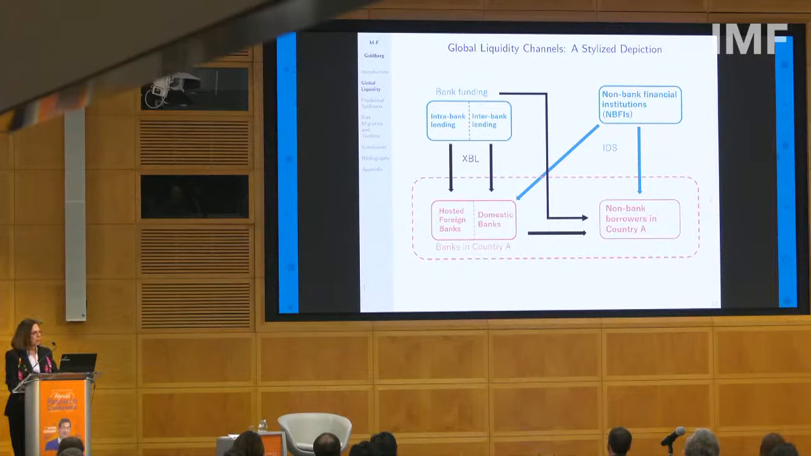The right side of this graphic shows the role of global players in the non-bank financial intermediation space. Funding through non-bank financial institutions or NBFIs is sometimes described as market-based finance. This can be through purchasing international debt securities, IDS, that are issued by banks or non-banks within country A, and the purchasers of these securities tend to be pension funds, insurance funds, money market funds, and hedge funds. How large are these different types of flows?